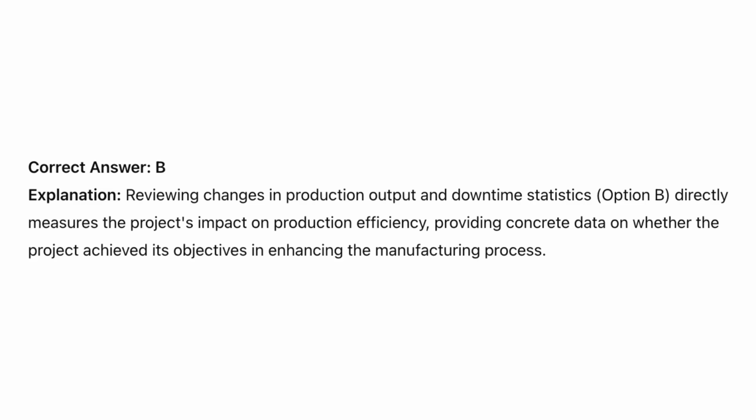Correct answer B. Explanation. Reviewing changes in production output and downtime statistics, option B, directly measures the project's impact on production efficiency, providing concrete data on whether the project achieved its objectives in enhancing the manufacturing process.